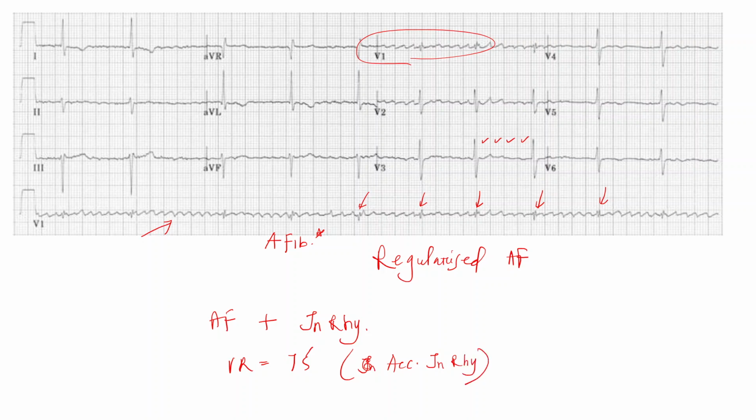Okay. So whenever you are getting AF, you should be expecting an irregular QRS complex, but here you are getting a regular QRS complex. That means it's a regularized AF. Why is this happening? If the AF is associated with a complete heart block, you may get junctional escape or ventricular escape rhythm. In those conditions, you will get a regular heart rate, a regular QRS complex if you have a junction, because here these QRS complexes are not dependent on the conduction from the atrium. Okay. So AF with complete heart block, you will get a regularized AF.